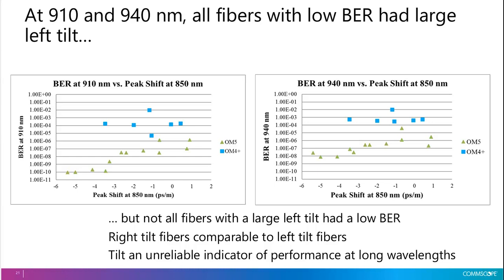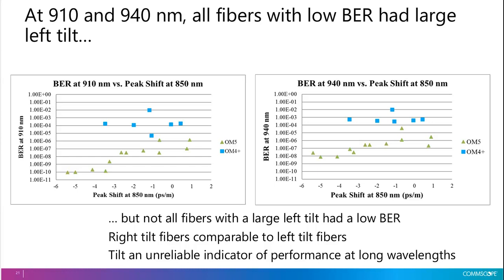And it turns out that the fibers that had a very low BER, so they're in the bottom left of each of these charts, 1e minus 10 for 910, 1e minus 8 for 940, those fibers all had a strong left tilt. So yes, the fibers that had a very low BER had a very large left tilt, but not all the fibers that had a large left tilt had a low BER. There's a couple of blue squares in the middle of each chart. They have a strong left tilt, but their BER is a lot higher than what their tilt would imply. So again, all squares are rectangles, but not all rectangles are squares.